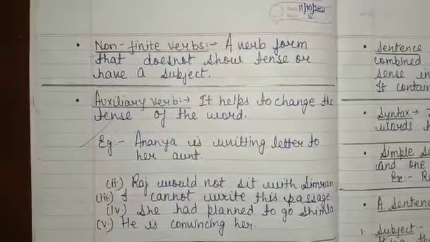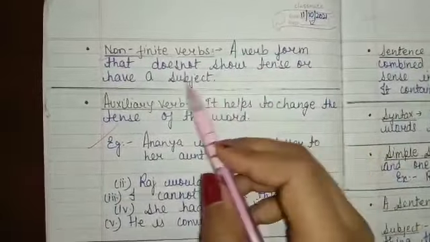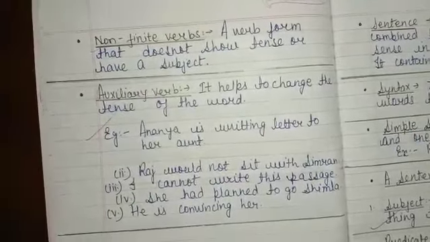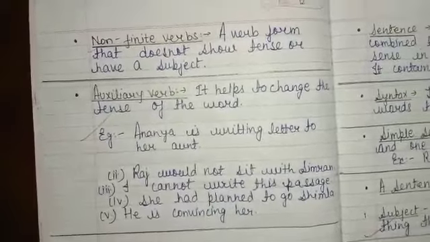Now we are going to discuss non-finite verbs. A verb form that doesn't show tense or have a subject is known as a non-finite verb. It is the opposite of finite verbs, which you already know.